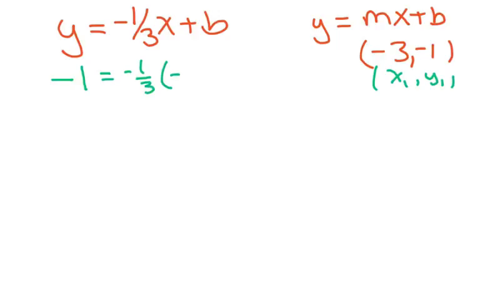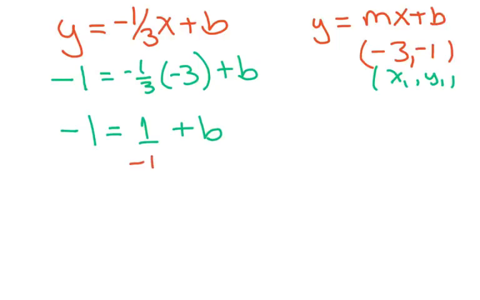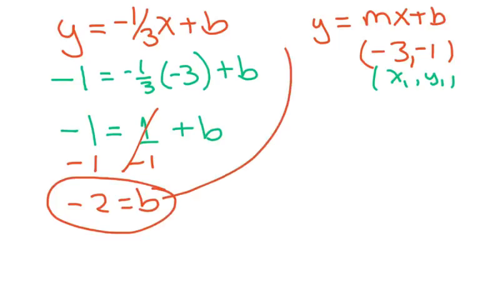My y is negative 1, my x is negative 3, and I'm going to solve for b. Once I find b, I'm going to plug it back in. So I have negative 1 equals 1 plus b. What I'm going to do here is subtract 1 from both sides. So this cancels, I get negative 2 equals b. Once I have that, I plug it back in my original equation: y equals negative 1/3 x minus 2.